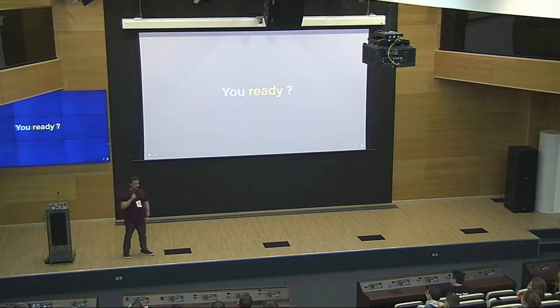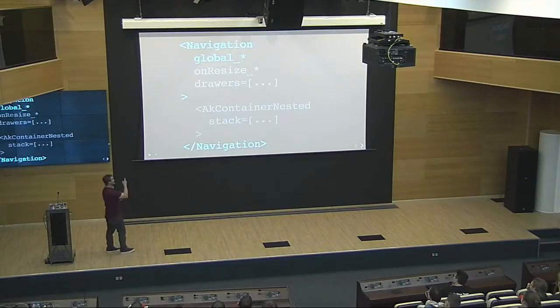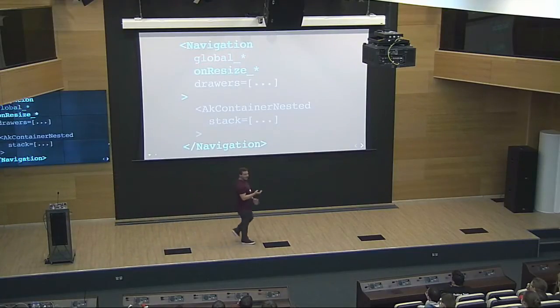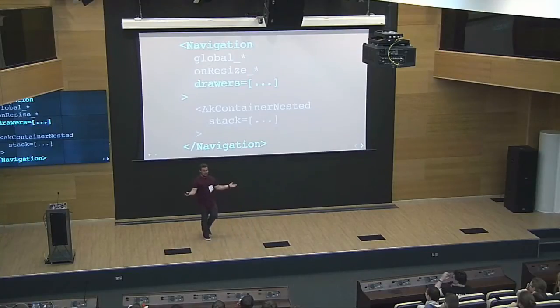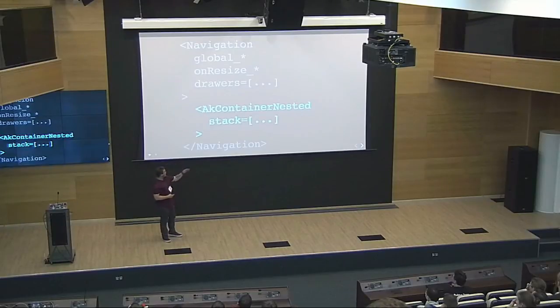So, I'll try my best as I can, I'll try as fast as I can so we can go further. So that's the way that works. We have a component called navigation, which has global props, and these props can be pretty much everything. And outside of this, you can have events, so you can have on resize, on reflow, and so on and so forth. And you have drawers, so every time they're clicking an icon, you can trigger an event. So it can be pretty much everything, right? And inside of this, you have one thing called AK container nested, which has a stack. And I'm asking you guys, what's a stack? Because I have no idea.